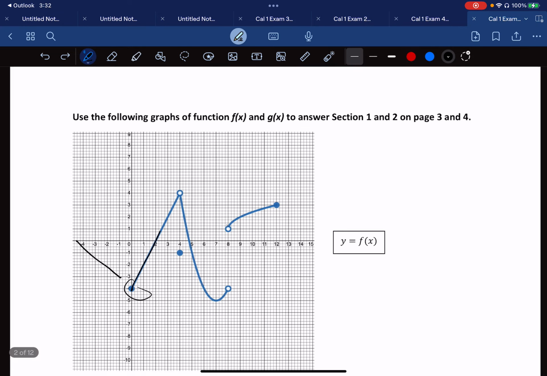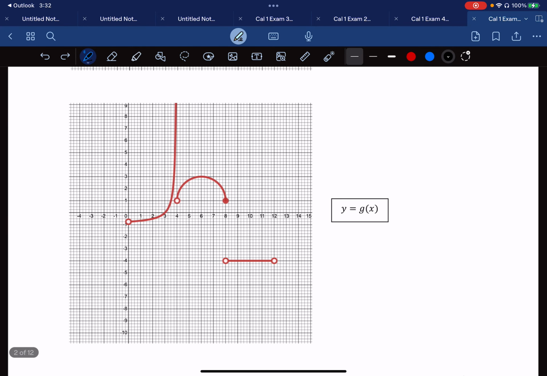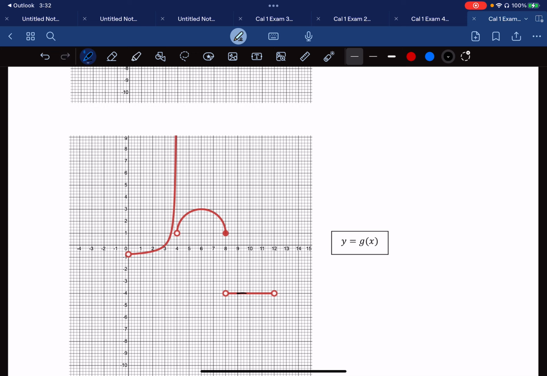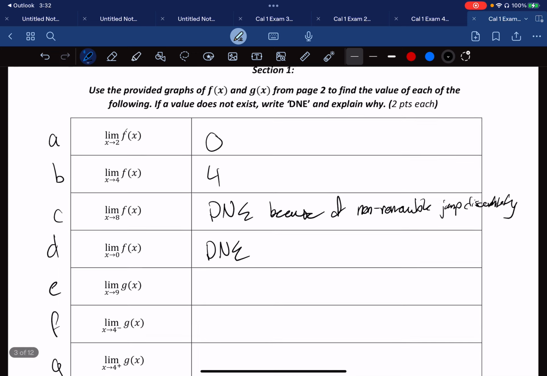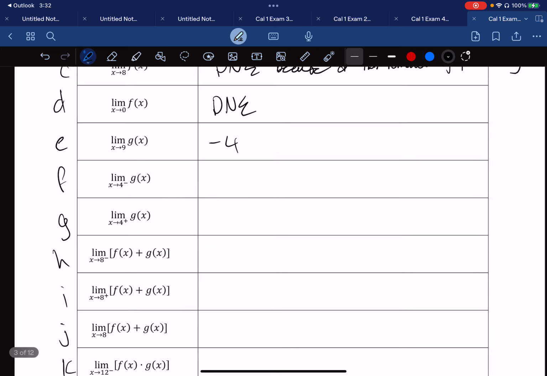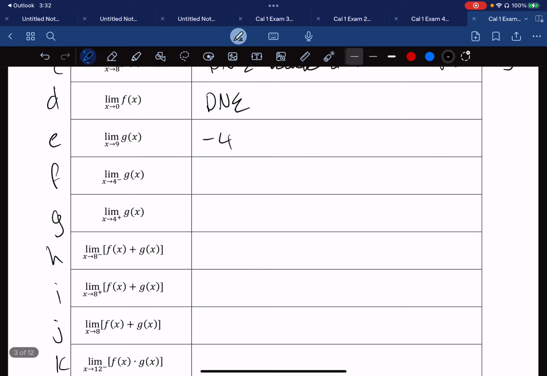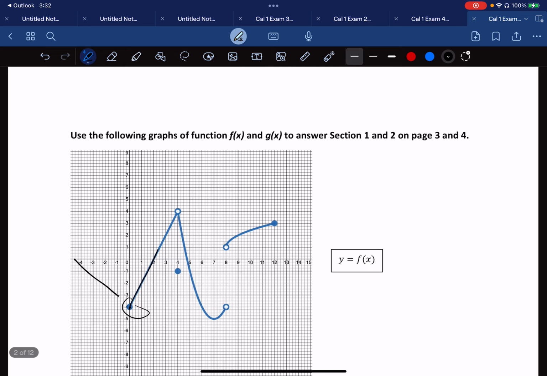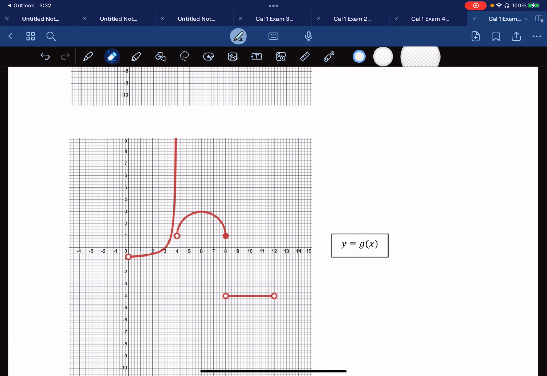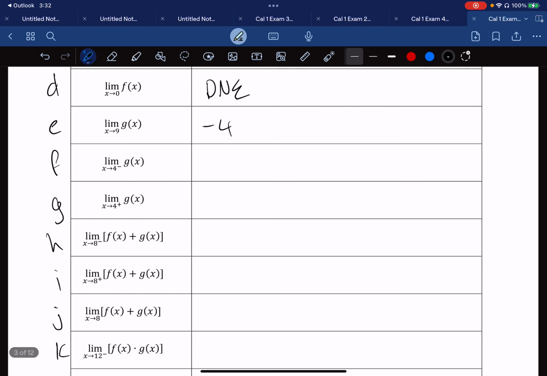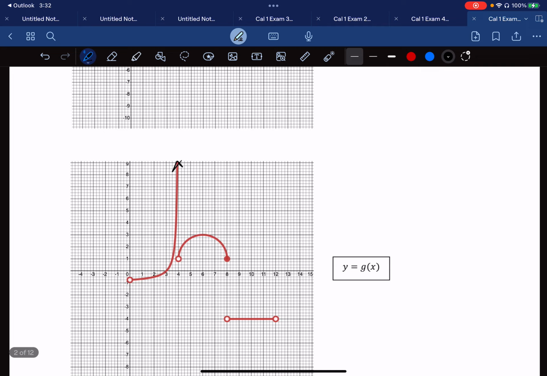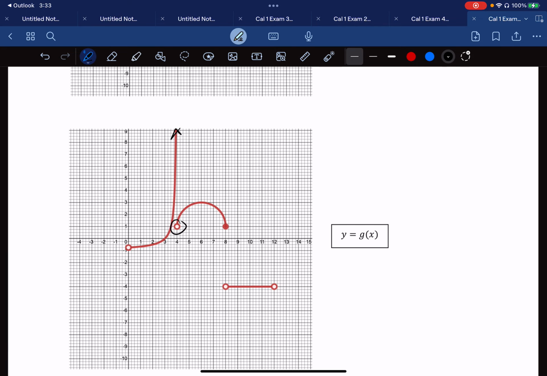So as x approaches 9 for g of x, we are at -4, so it's going to be -4. And then for g of x, when x approaches 4 from the left, it's going to go to positive infinity. The y value is going to go to positive infinity, and that's going to be our answer there. As x approaches 4 from the right, for the function g of x, it's going to be 1.